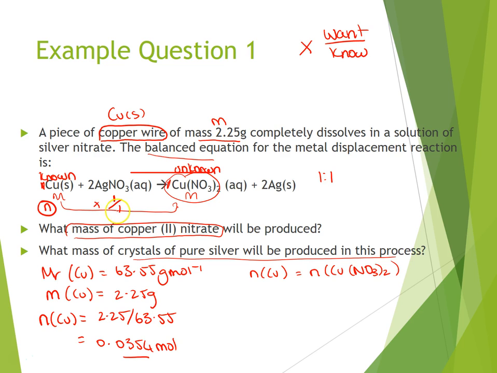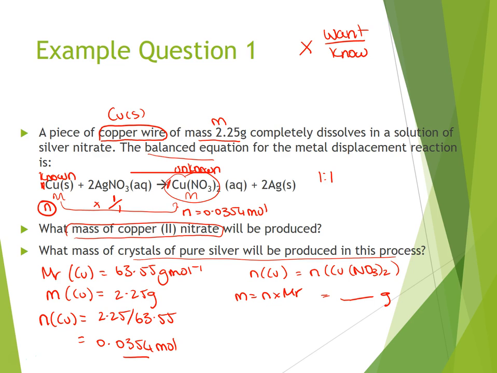In this case, it's 1/1, so it's going to be multiplied by 1. So I'm going to be able to say that my N of copper nitrate is going to be equal to 0.0354 mole because it will be the same. Now if I want to work out the mass of that, I'm just going to use mass equal to N times MR, where the N is 0.0354 mole, and that will give me a number of grams, which I will let you work out for yourself.